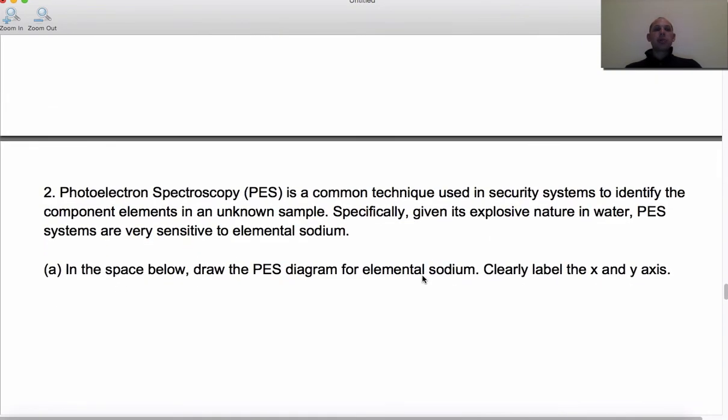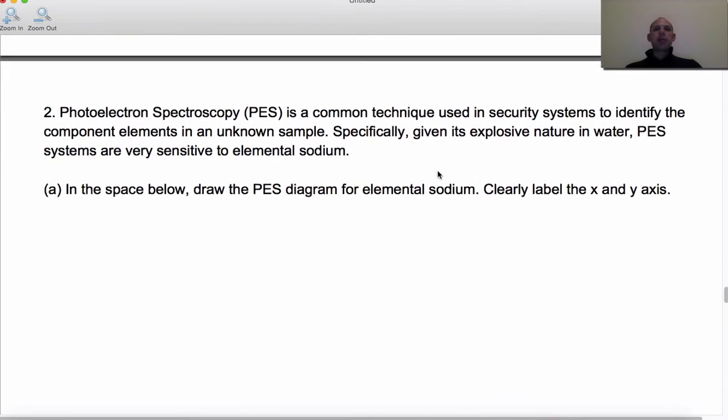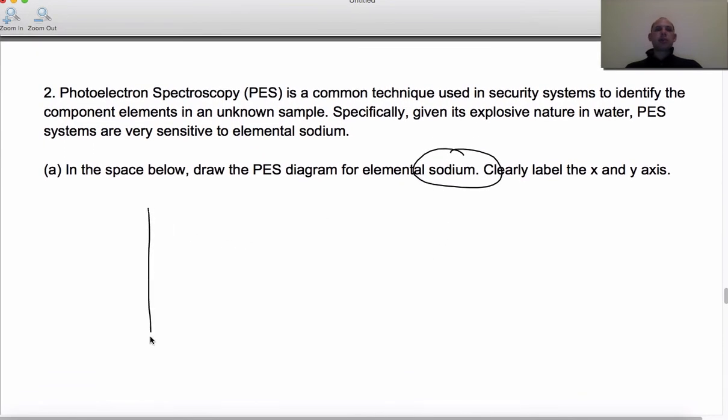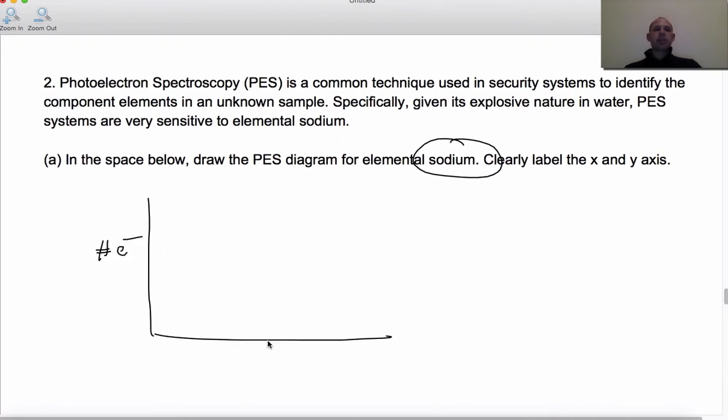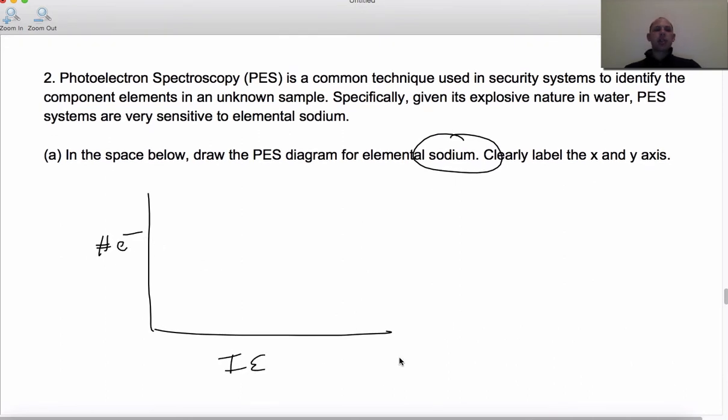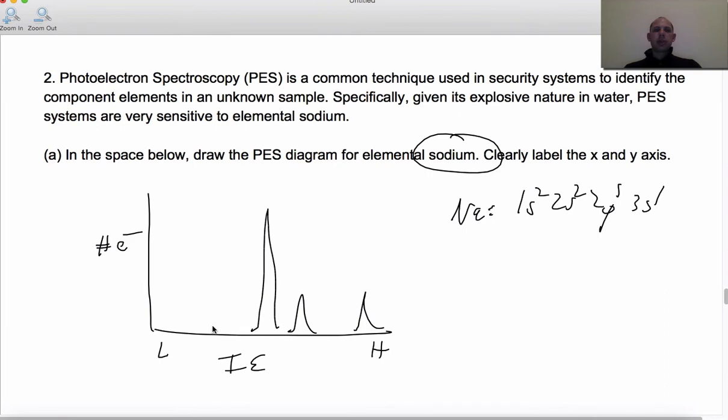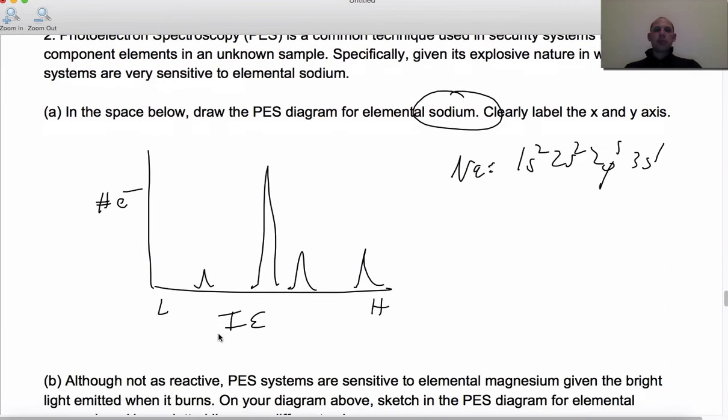Let's look at problem number 2. In the space below, draw the photoelectron spectra for sodium. Okay, so we know that this is the number of electrons, and this is energy. We can say ionization energy. I'm going to call this high, and I'm going to call this low. We know that sodium is 1s2, 2s2, 2p6, 3s1. So there's my 1s2 peak. There's my 2s2 peak. There's my 2p6 peak. And there's my 3s1 peak.